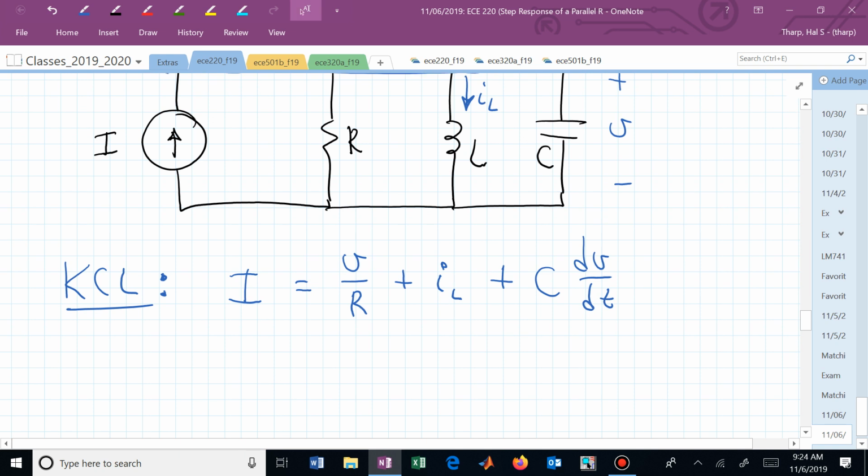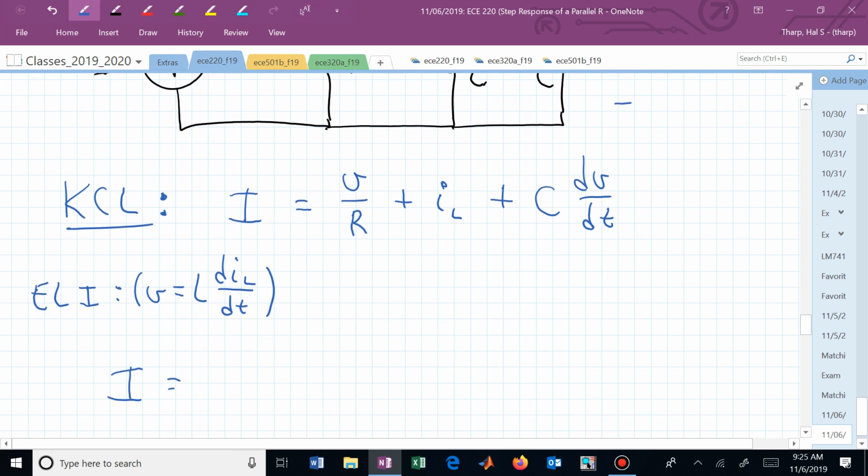We need to get rid of one of those variables. Let's use ELI. We've done this before in the natural response. Now we have the step response. ELI allows us to establish this relationship for the inductor, current and voltage. And now we have I is equal to L over R di sub L dt. I'm simply replacing V with L times the first derivative of the current.